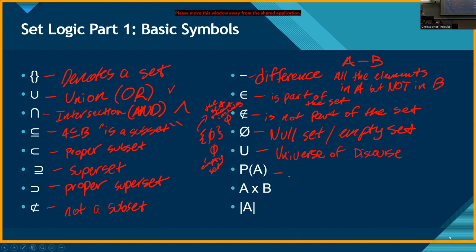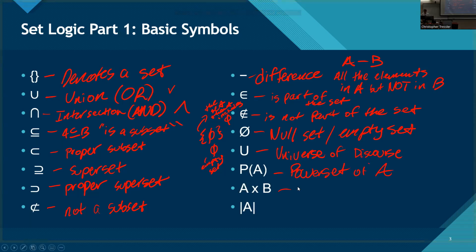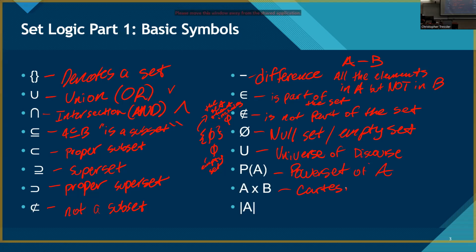And then what is this? Any guesses? Power set, and in this case, it's the power set of A. And we will be going over that. Now, what is this right here when we have this little X sign and assuming that A and B are both sets? A Cartesian product, yep. And we will also be going over how to perform those.